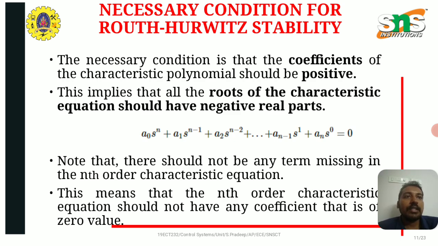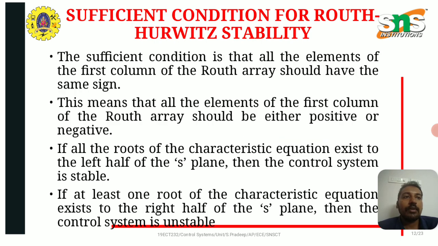The necessary condition is that the coefficients of the characteristic polynomial should be positive. This implies that all the roots of the characteristic equation should have negative real parts. Note that there should not be any term missing in the nth order characteristic equation. This means that the nth order characteristic equation should not have any coefficient that has zero value.